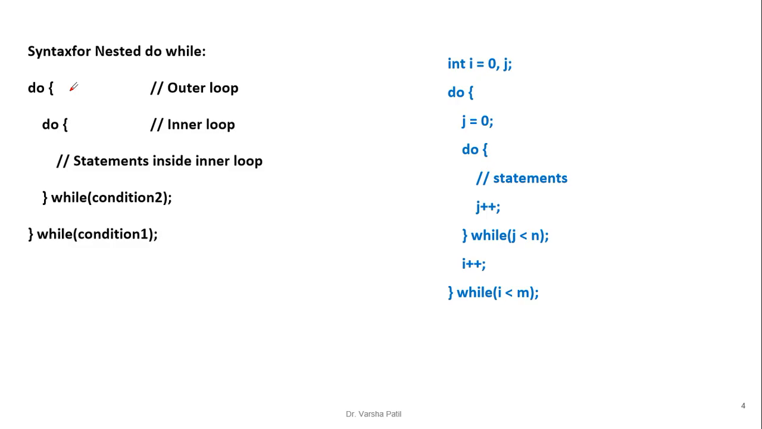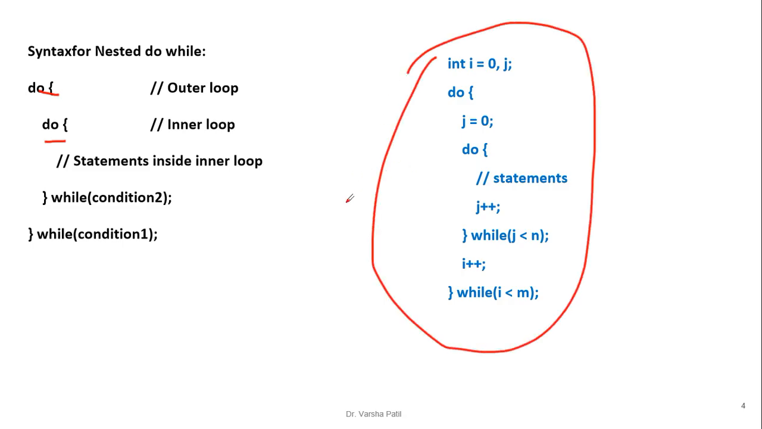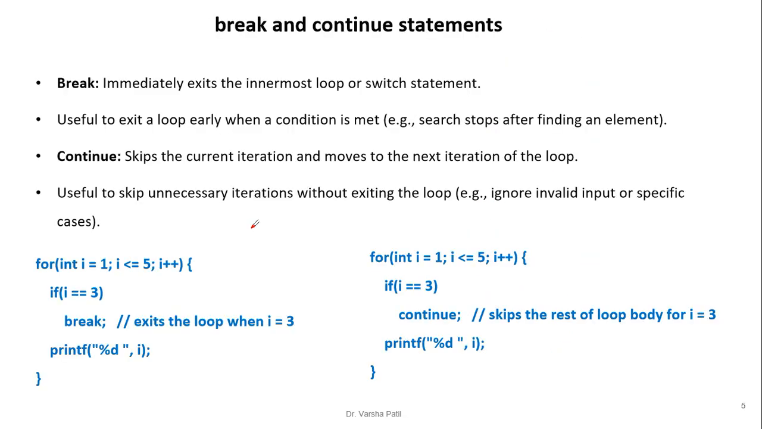Similarly we can do nested do while also. This is the outer do while and this is the inner do while, and this is the example for do while. I will explain it as the examples come across. Now in between we will come to break and continue statements.